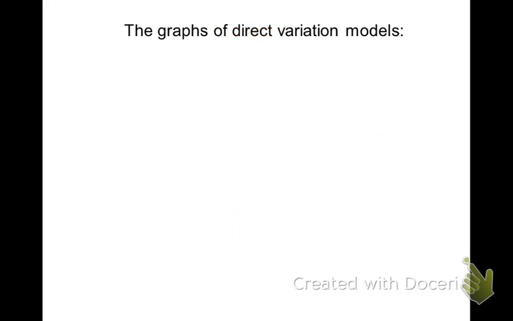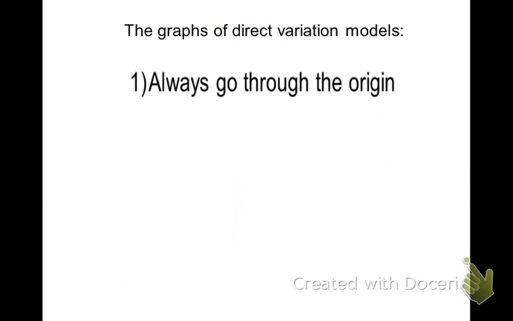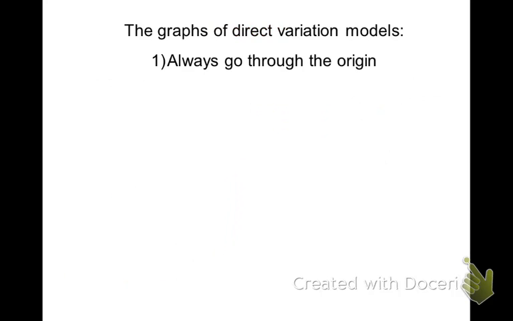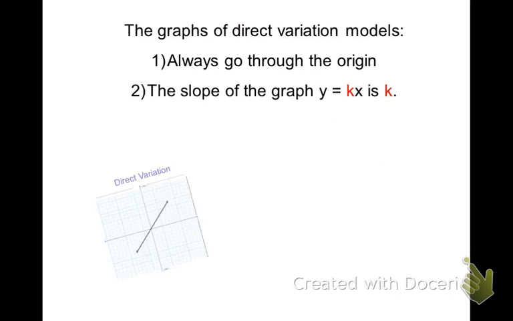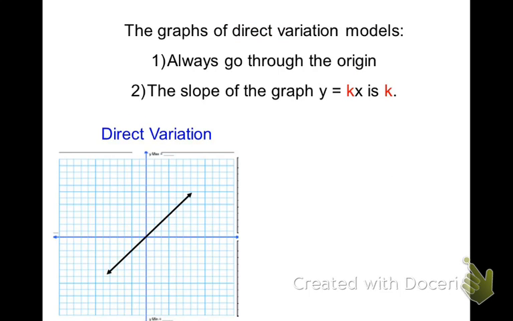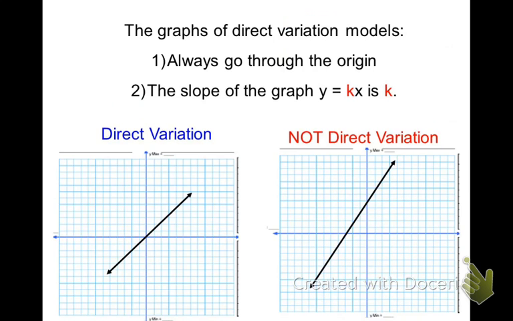When we graph direct variation, the graph of the line is always going to go through the origin. That's why b equals 0. The slope of the line is going to be the k. And so this is a direct variation model. Of course, this is a line, almost the same slope, but since the line isn't going through the origin, since b looks like it's somewhere between 4 and 5, this is not direct variation.